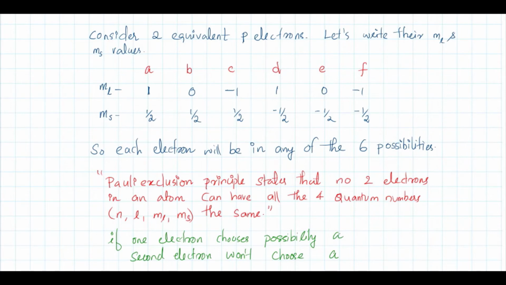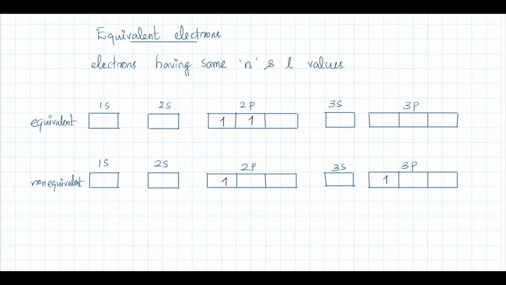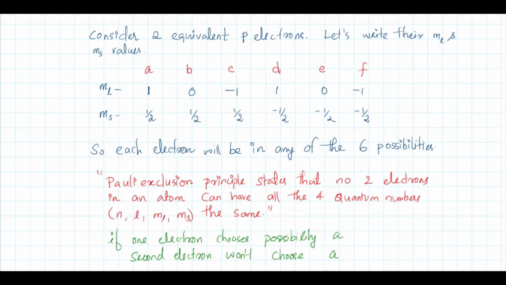For each electron, since it is a p electron, ml can have value 1, 0 or minus 1. Since it is in a p orbital, this first column will have ml value plus 1, this is 0, this is minus 1. So the electron can sit in any of these columns. The ml value is 1, 0, minus 1.